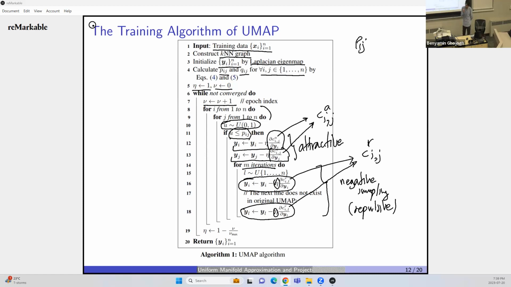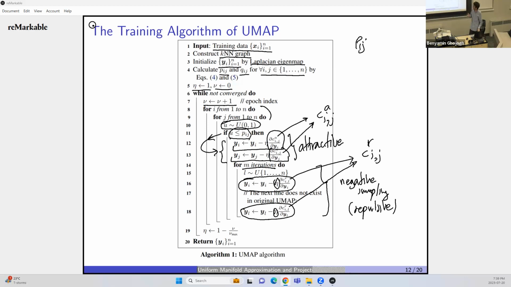Also, I want you to understand this. First off, what am I doing with this if? I'm saying that if two points are similar to each other, Pij is big, therefore it's more probable that I go inside the if. Therefore, it makes sense that I update them with an attractive force. If they are dissimilar, Pij is small, it's less probable that I go inside the if. Therefore, I don't do the attractive update.